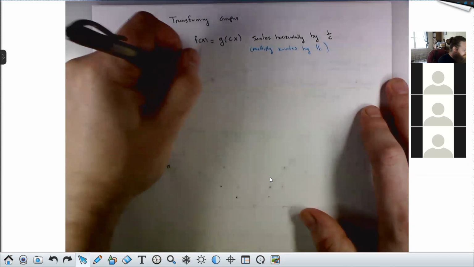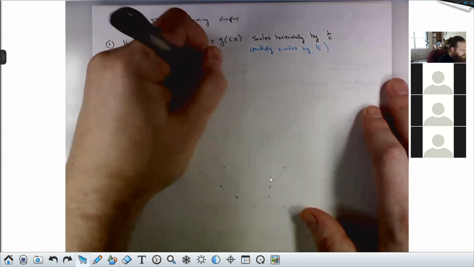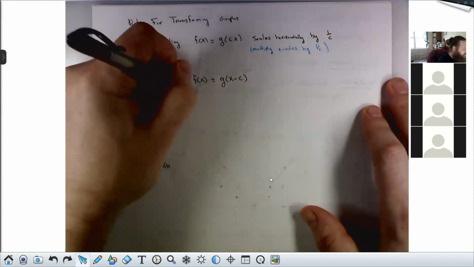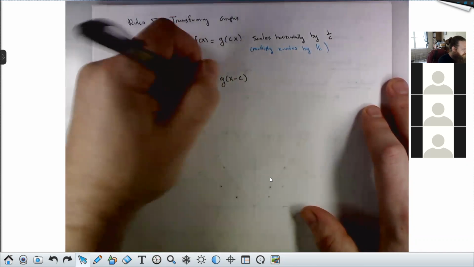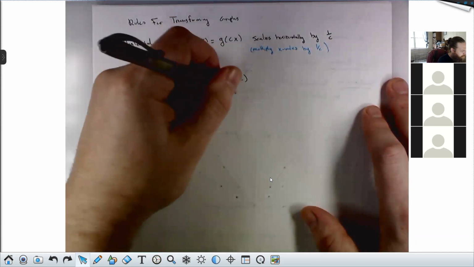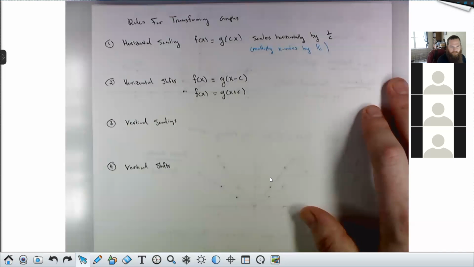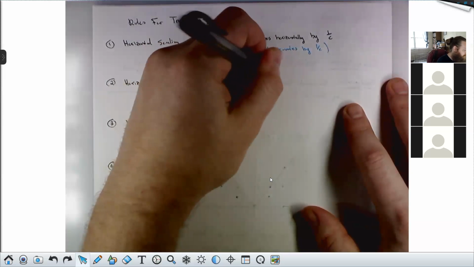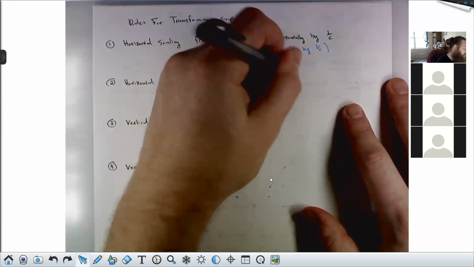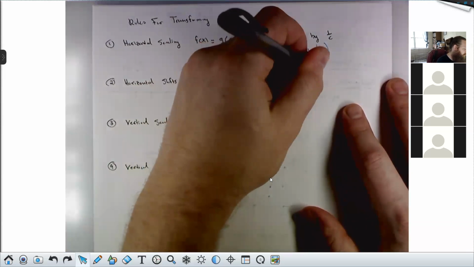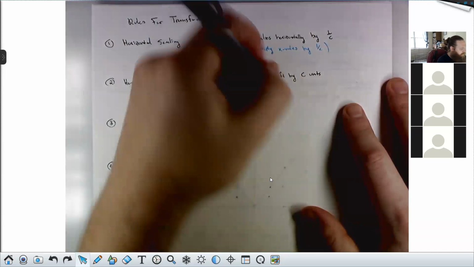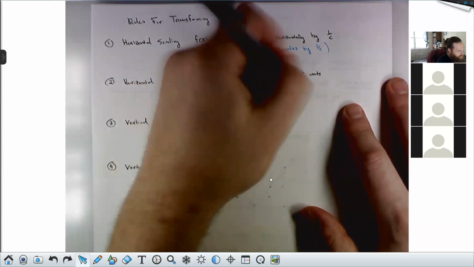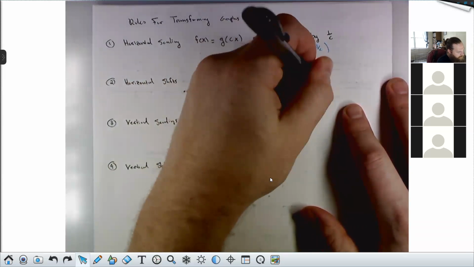Horizontal shift, this is where your function, and I'll give you two different versions, is like g of x minus c or g of x plus c. I'm assuming c is positive here. This shifts left by c units, the x minus c, and this guy shifts right by c units.